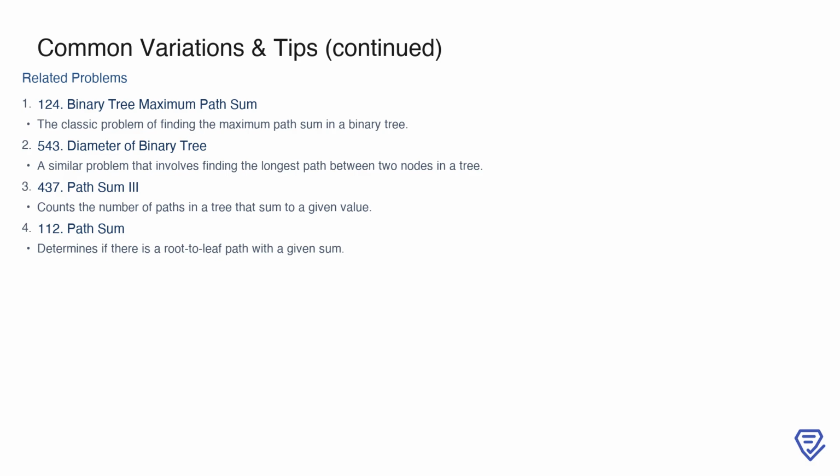Another related problem, 437, path sum 3, asks you to count all paths in a tree that sum to a given target value. Here, instead of maximizing the sum, you're searching for specific paths that meet the criteria. Problem 112, path sum, is another example where you check if there's a root to leaf path with a specified sum. While simpler than the maximum path sum problem, understanding it helps build foundational skills for tackling more complex variations. Practicing these related problems will reinforce your understanding of tree traversal and optimization techniques.